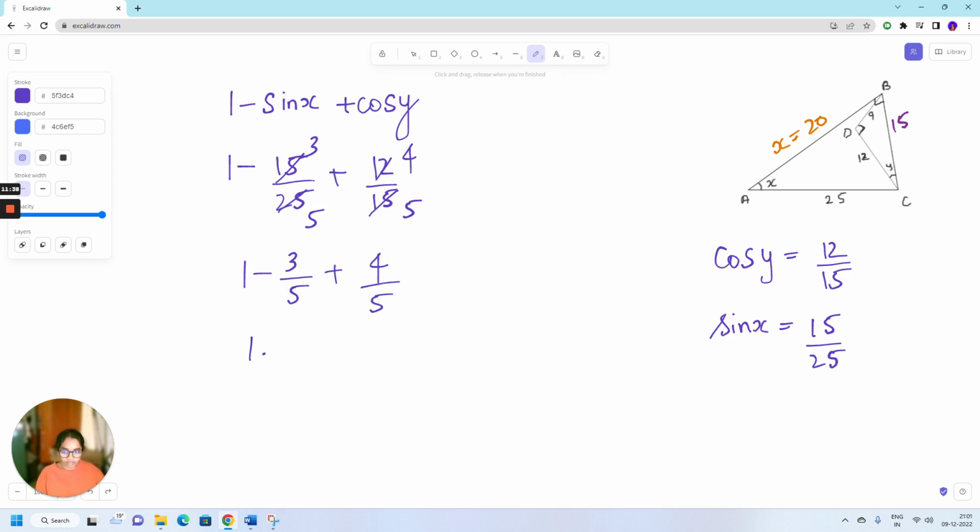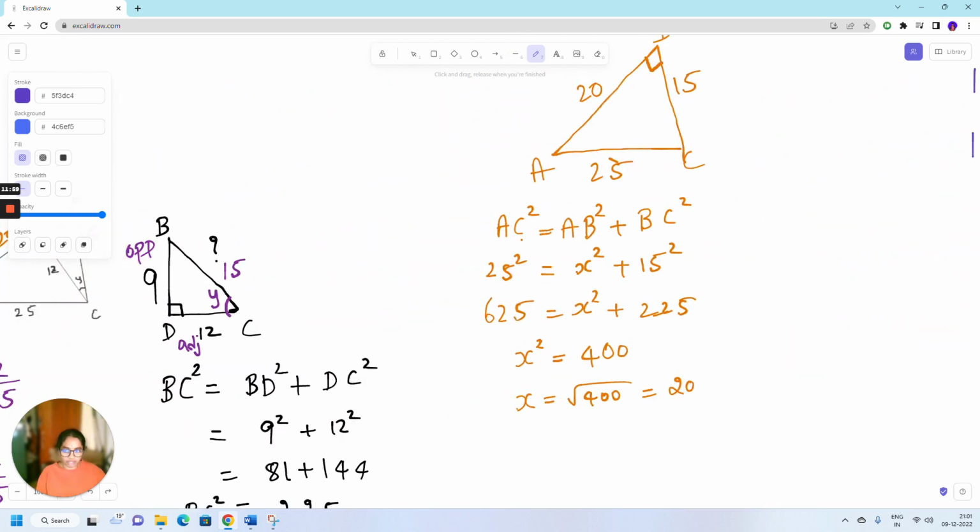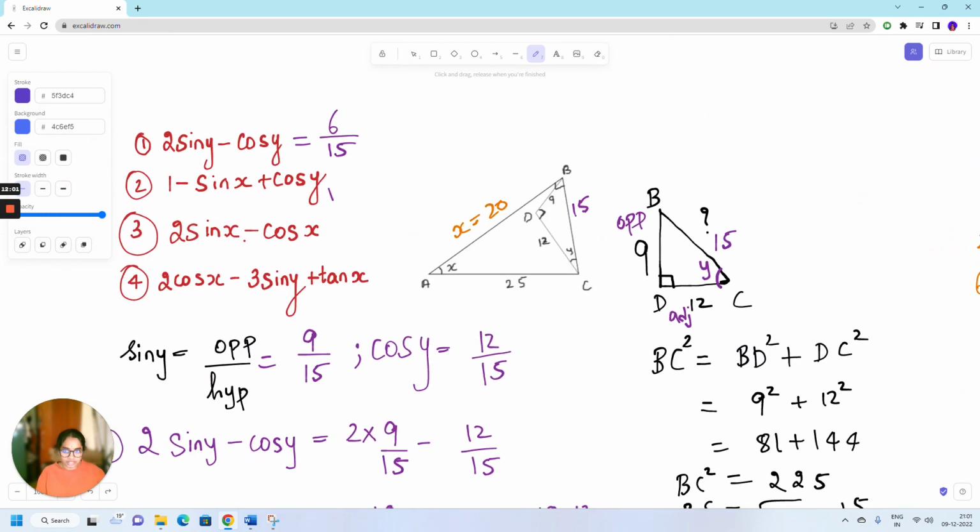So now the LCM of these would be 5, and it would be minus 3 plus 4. What is minus 3 plus 4? That would be 1 divided by 5, and the LCM is 6 divided by 5. So you can observe the first one and the second one, we got the same answer, that is 6 divided by 5. Now what is the third one?